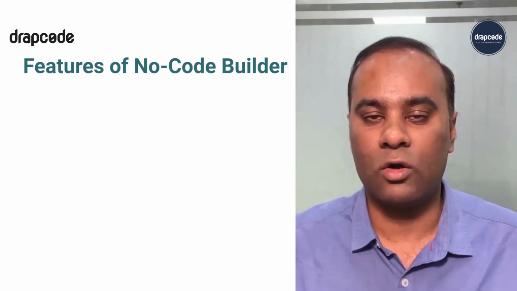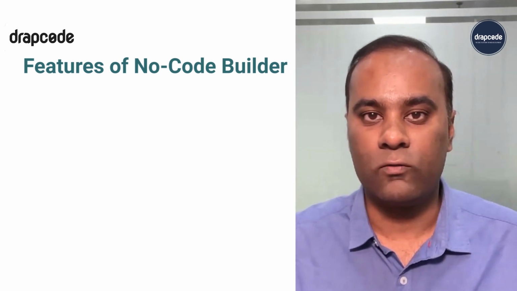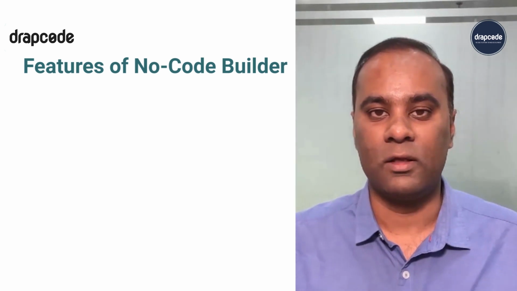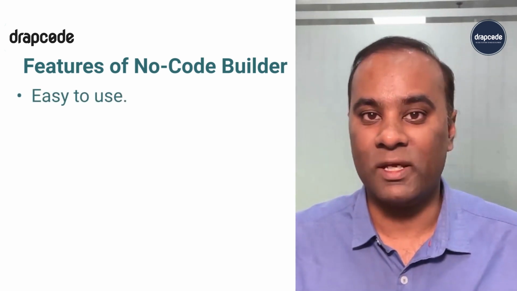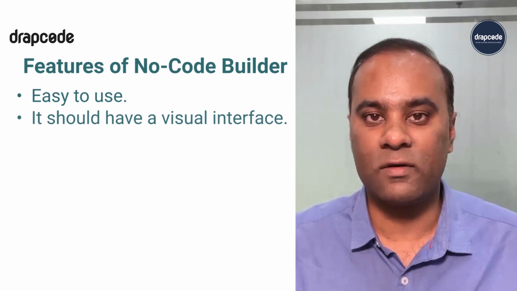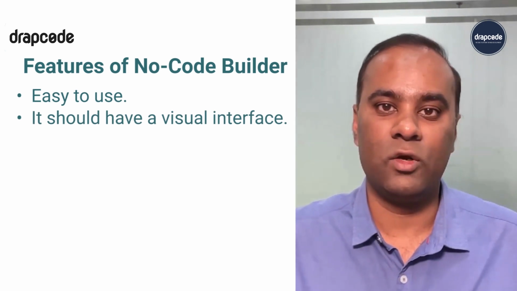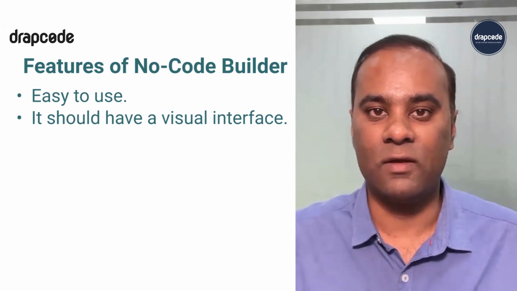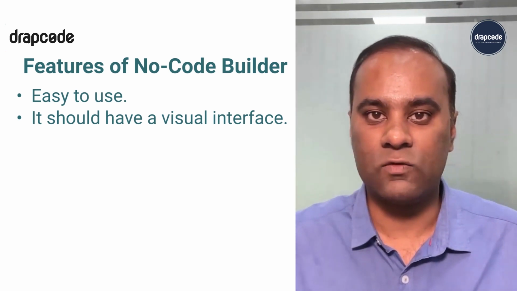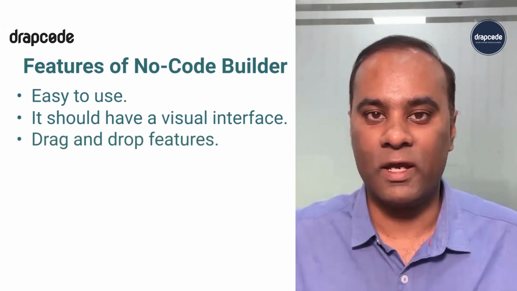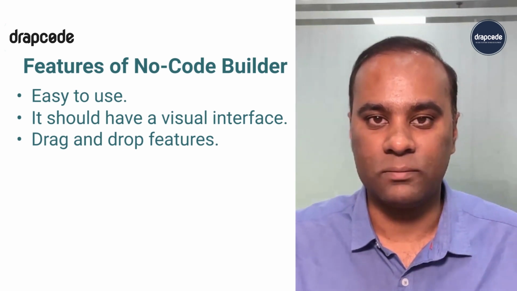So what should be the features of a typical no-code builder? Because there are a lot of no-code builders out there, what should be an ideal no-code builder? The very first, it should be easy to use. It should have a visual interface, with everything visual where you don't need to go into details. There should be an abstraction layer where you just see what you want to build, drag and drop, configure it as you want, and it should be ready to use.